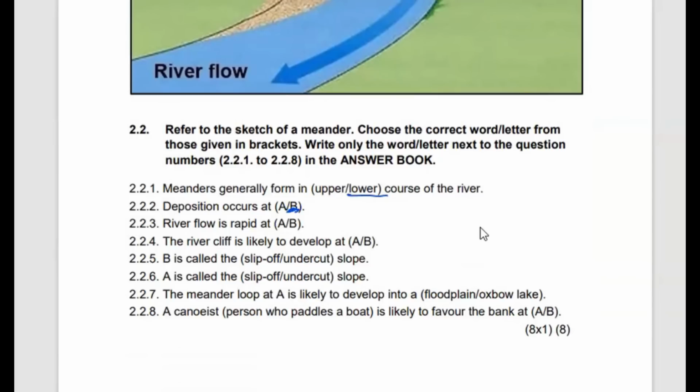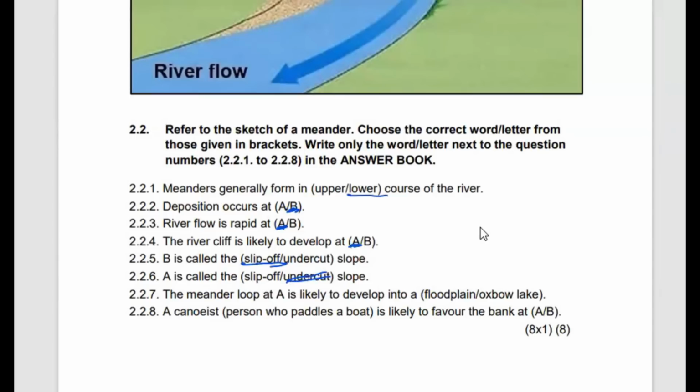River flow is rapid at dash. We are saying it's fast. It's fast at A. I've indicated that. The river cliff is more or less like what you call the undercut slope. It develops at A. Moving on. B is called the dash slope. I've indicated B is the slip-off, and A is called the undercut. We have talked about that.